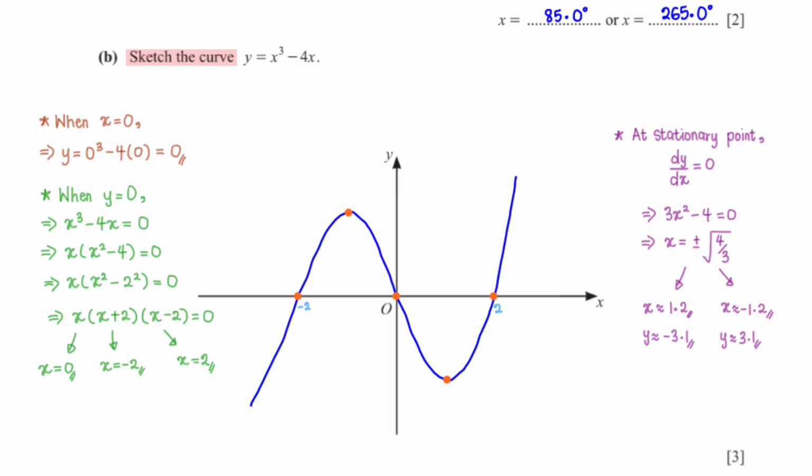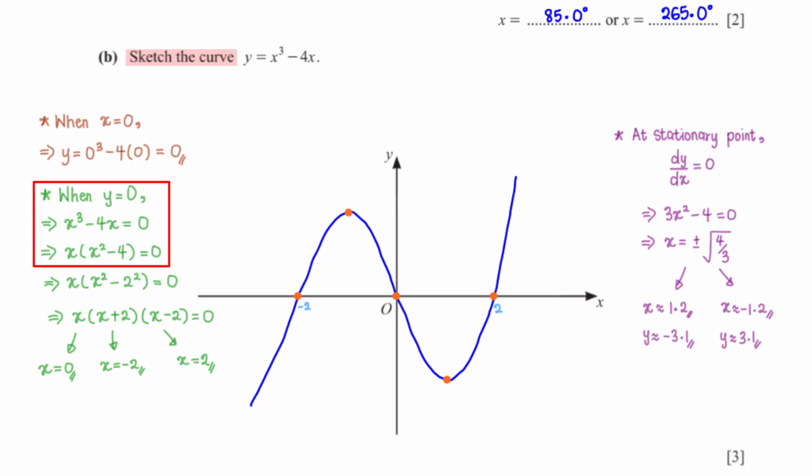Now let's find the x-intercepts of the curve, which are the points on the x-axis through which the curve passes. At these points, the y-coordinate is 0. When we plug in y equals 0 into the equation, we have x cubed minus 4x equals 0. We can solve this equation by factorization. When we factor out x, we are left with x squared minus 4.